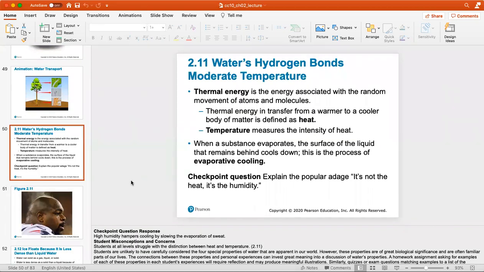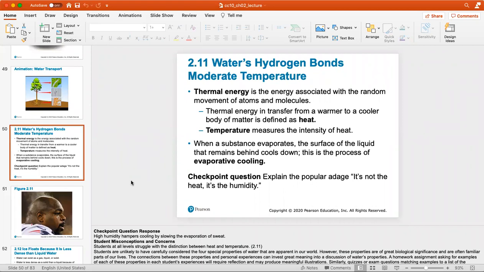Thermal energy, so we're talking again about water's properties, and water's hydrogen bonds can moderate temperature. Thermal energy is the energy associated with the random movement of atoms and molecules. Thermal energy transferred from a warmer to a cooler body of matter we define as heat, and temperature measures the intensity of this heat. When a substance evaporates, the surface of the liquid that remains behind will cool down, and this process is called evaporative cooling.